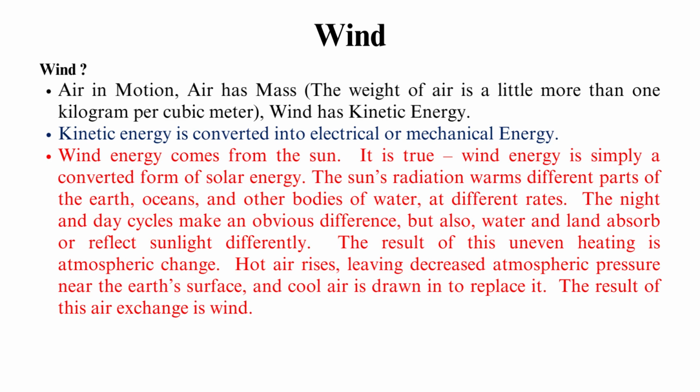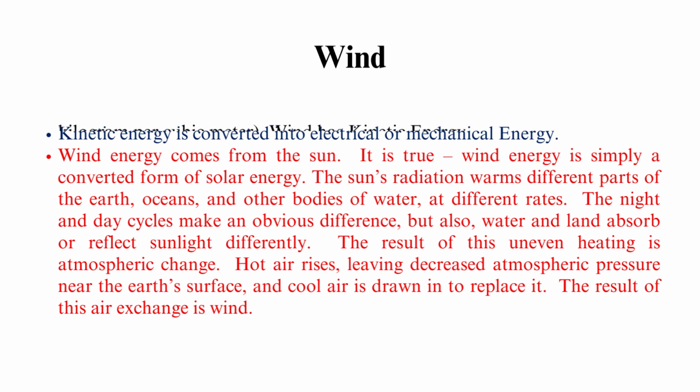The sun's radiation warms different parts of the earth, oceans, and other bodies of water, at different rates. The night and day cycles make an obvious difference, but also, water and land absorb or reflect sunlight differently. The result of this uneven heating is atmospheric change. Hot air rises, leaving decreased atmospheric pressure near the Earth's surface, and cool air is drawn in to replace it. The result of this air exchange is wind.